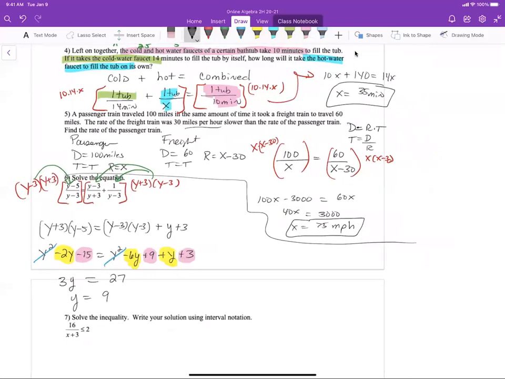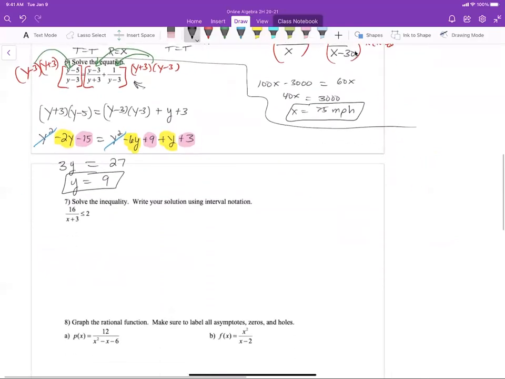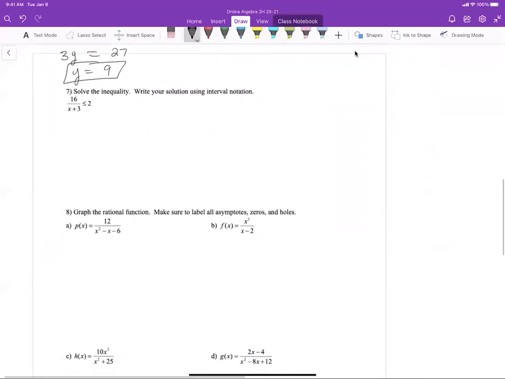Now let's double check. Does 9 give me any problems? It does not. It is not an extraneous solution. My answer is y equals 9.